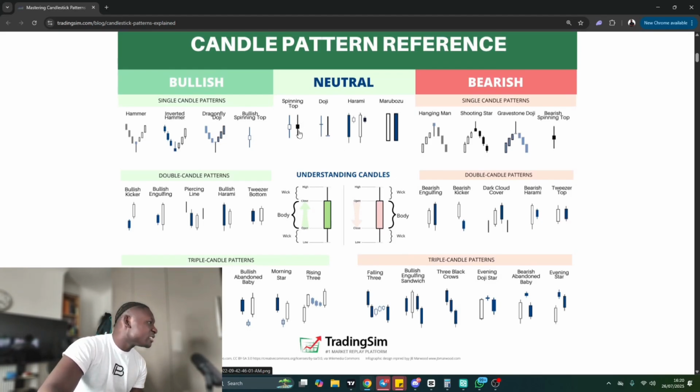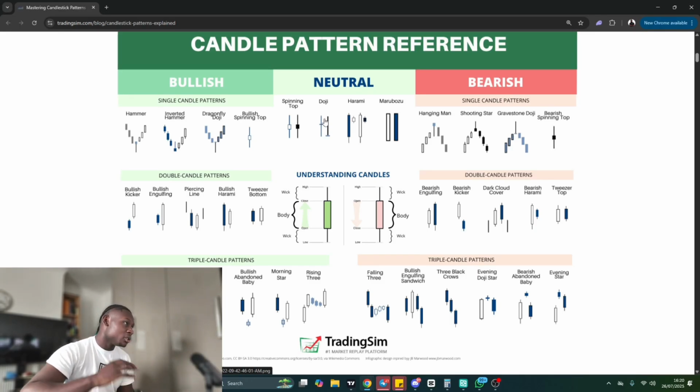Neutral: doji, spinning tops. Again, a doji, bro, that just shows you nothing's happened. Look at it, nothing's happened within whatever time frame you're on.